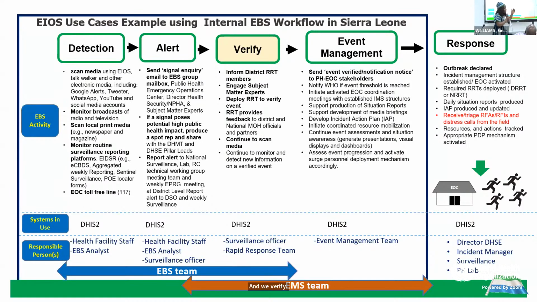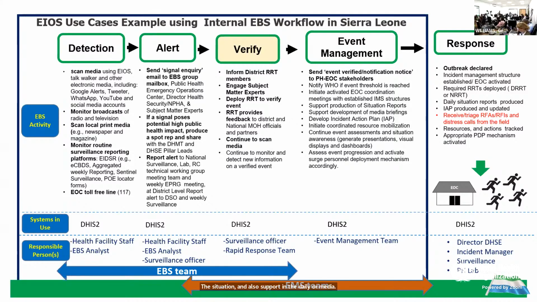We involve the RRT, which is the rapid risk assessment. We also involve the subject matter experts, and we continue to scan to know the risks of the disease that we are scanning. And we go to event management or risk assessment. Here we develop the IAP, which is the incident action plan. We also continue the assessment to see the situation and also support the daily media briefing. Then we come to respond.